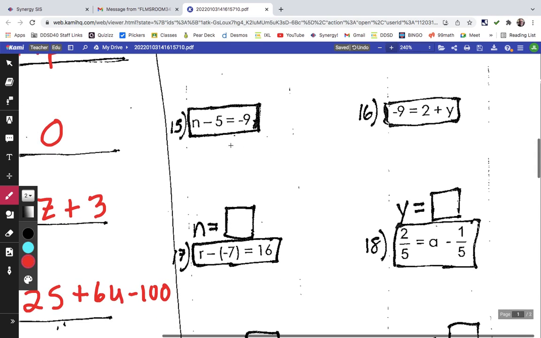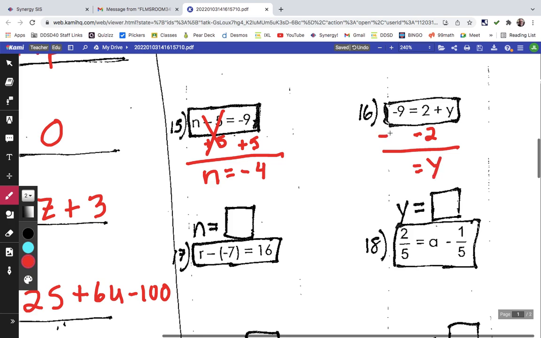All right, I am going to add 5 to create a 0. So I add 5 to that negative 9. This creates a 0, and so n is equal to negative 9 plus 5, which is negative 4. For number 16, I'm going to subtract 2. That's going to create a 0. I should have put a line right there. And 2 minus 2 is 0. Y is equal to negative 9 minus 2, that's negative 11.